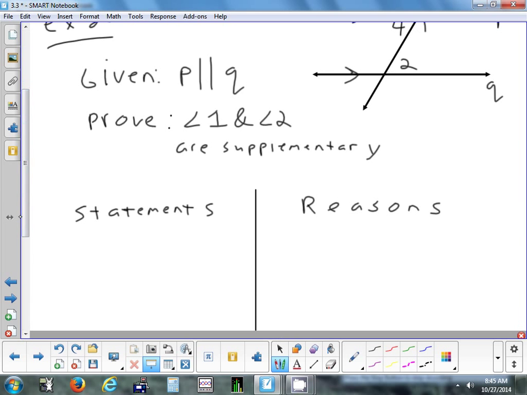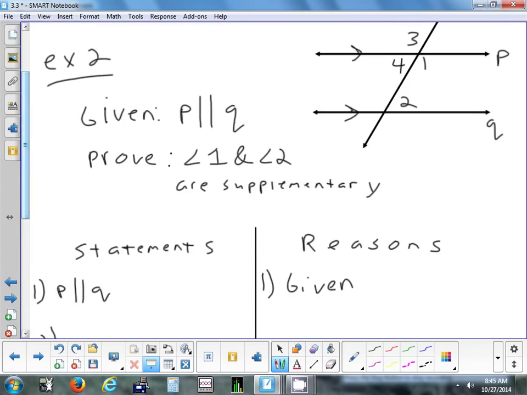All right, so let's start off with our first statement. Okay, what should my first statement be? The given. Okay, P is parallel to Q. Why is that true? It's given. Okay, next thing I would do, you're going to have to say this at some point, is to use the theorem that we just learned.